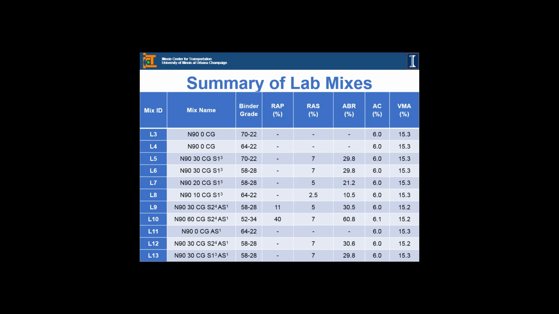These are a summary of the mixes that we'll be discussing today, 11 of these mixes, which really start with a control. We had multiple control mixes in here using 2 different binder types. They don't have any RAP and RAS in them. And we then bump up the level of ABR, RAP and RAS, as we proceeded in the project. And the highest ABR that we achieved in the lab was a mix with 60% ABR.